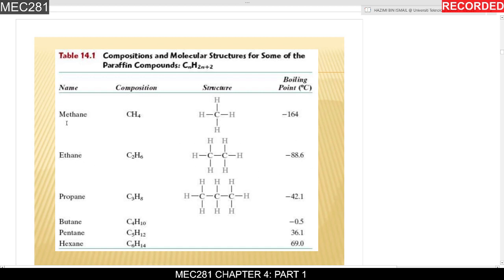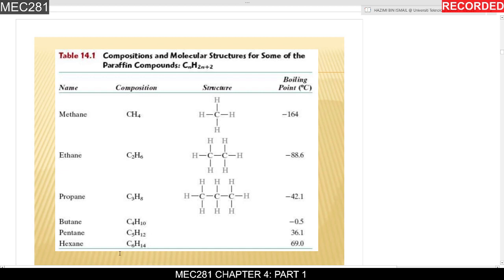Okay, so by increasing the number of carbon, the temperature of the boiling point also increases. You can see the pattern here. Why? Because more heat is needed to break the covalent bonding between them when you have higher numbers of atoms between them.